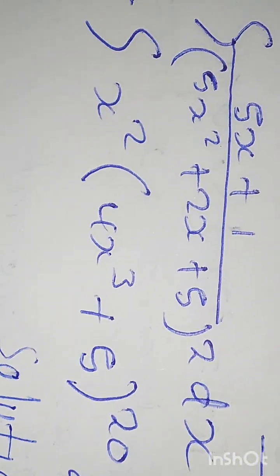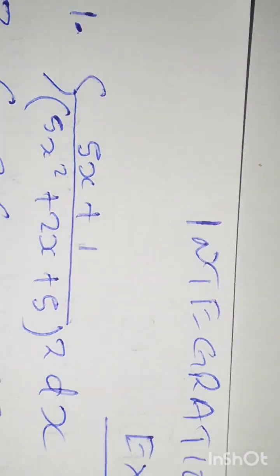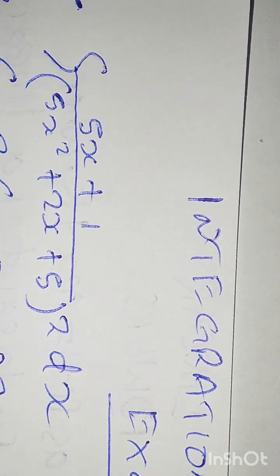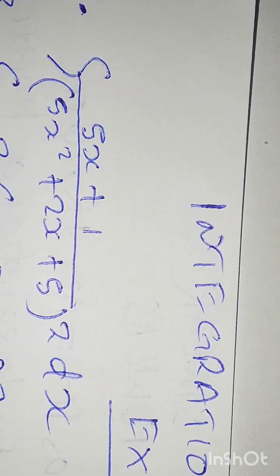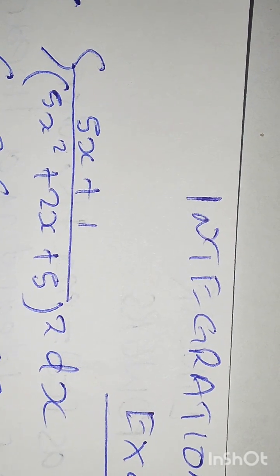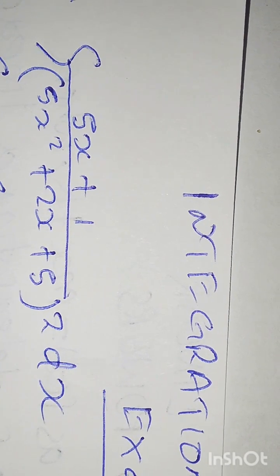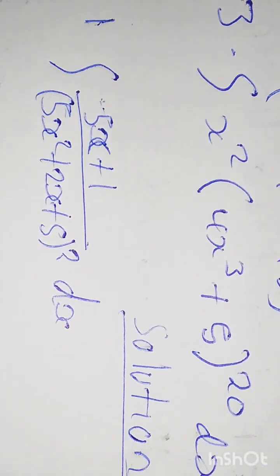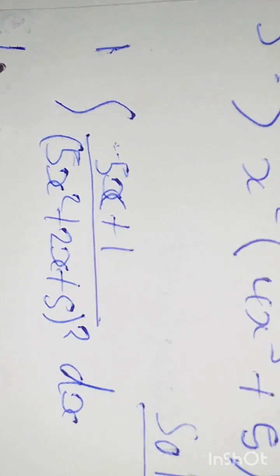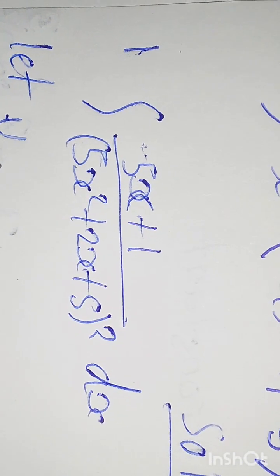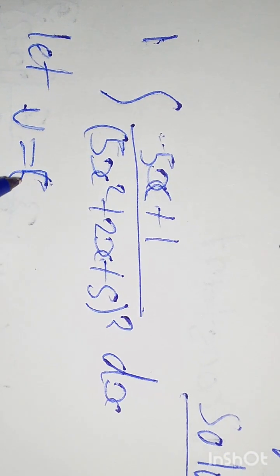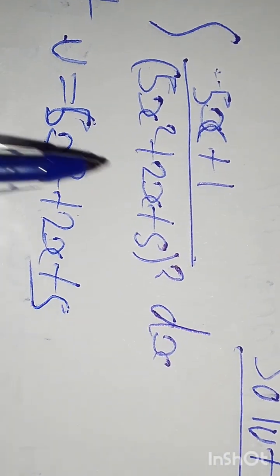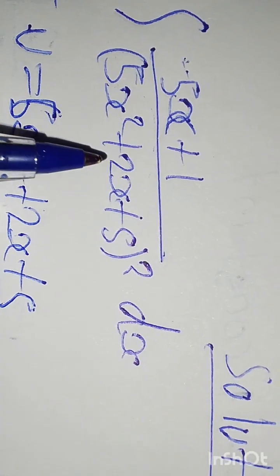So we have the integral of 5x plus 1 over 5x squared plus 2x plus 5, then we square it, dx. So we'll just say let u equal to 5x squared plus 2x plus 5. So what's inside here, we make it to be our u.